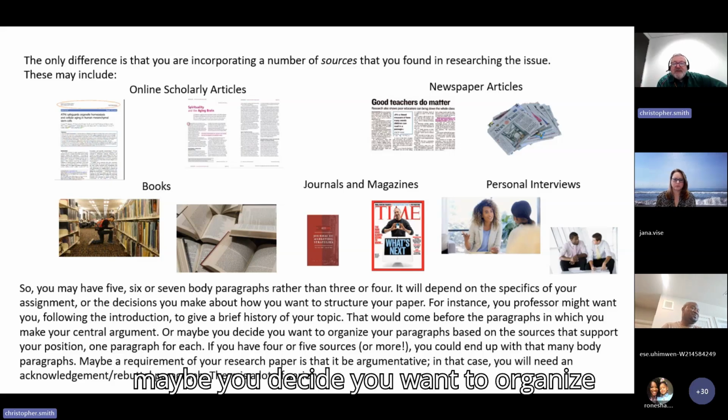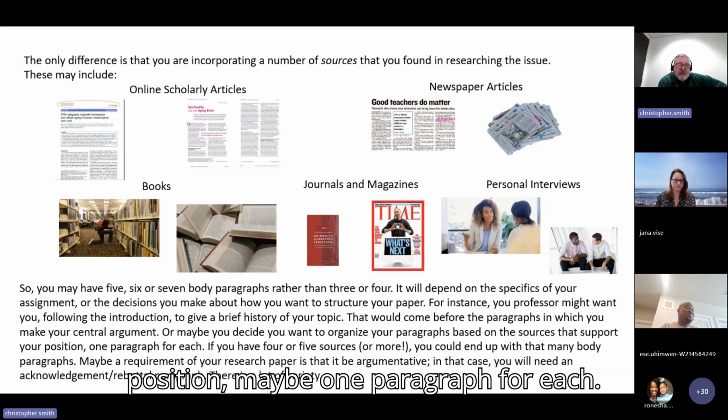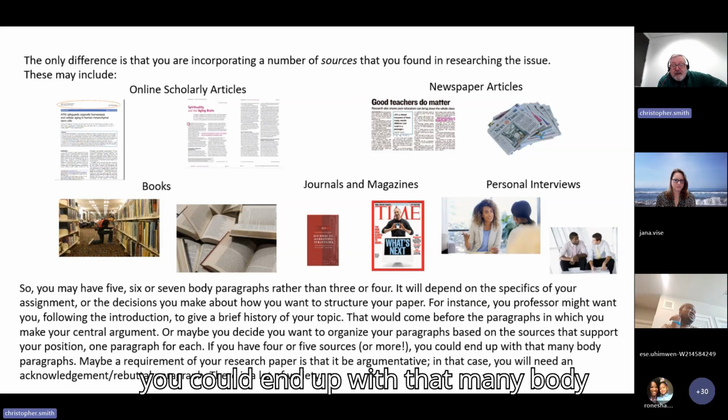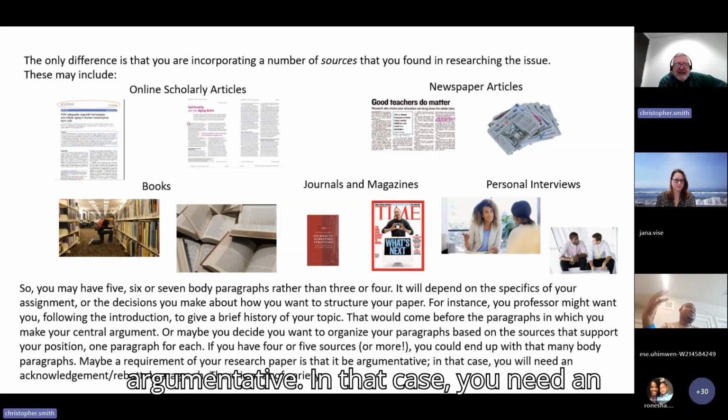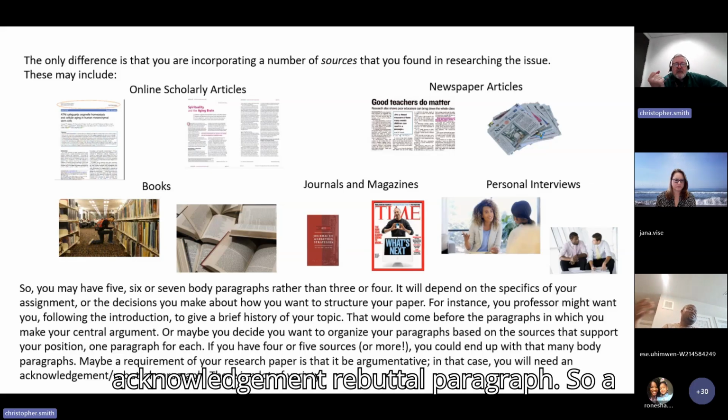Or maybe you decide you want to organize your paragraphs based on the number of sources that you have that support your position, maybe 1 paragraph for each. If you have 4 or 5 sources or more, you could end up with that many body paragraphs. Maybe a requirement of your research paper is that it be argumentative. In that case, you need an acknowledgement and rebuttal paragraph.